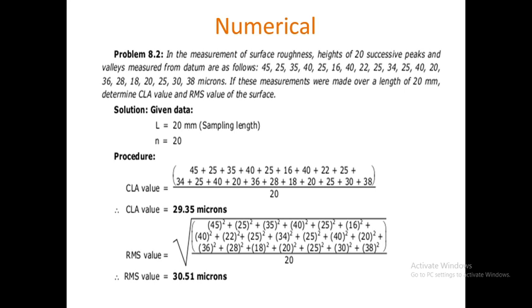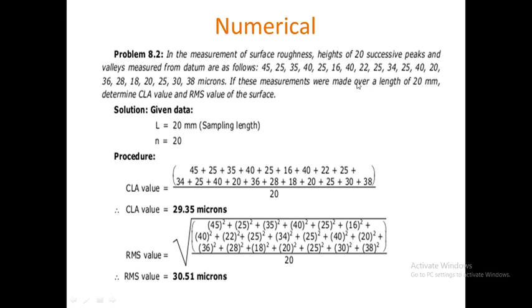Now we will see some numericals based on roughness, or how to determine the roughness using various methods. The problem is: in the measurement of surface roughness, heights of 20 successive peaks and valleys measured from a datum are as follows. Here the heights are given as 45, 25, 35, 40, and so on, and the last value is 38 microns. All the values are in microns.